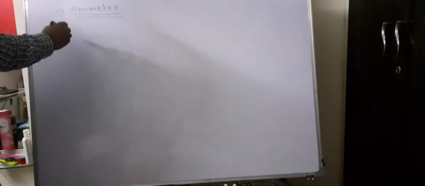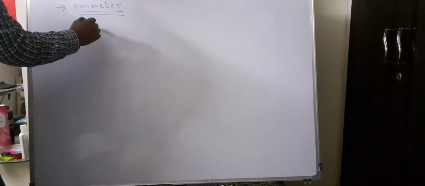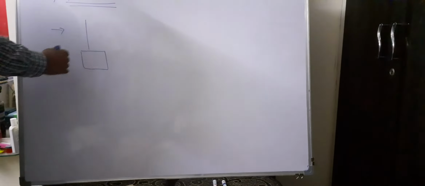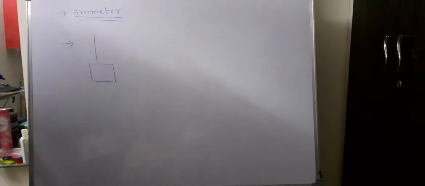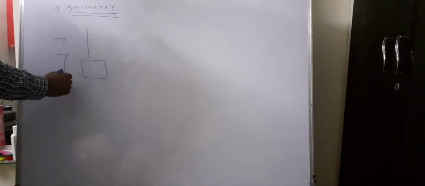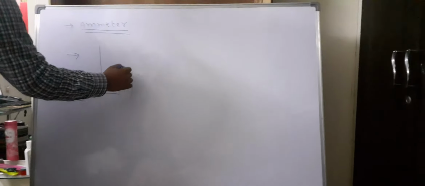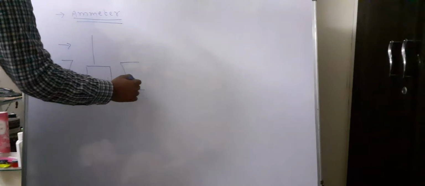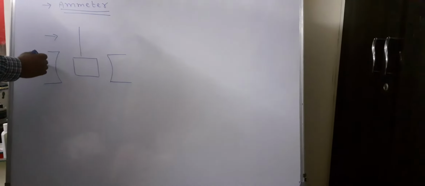Now today I am going to discuss a very important topic, the ammeter. What is an ammeter? First, yesterday I discussed the MCG. MCG means moving coil galvanometer. This is the coil. Here this is the Radial magnet, meaning curved shaped magnets. This is the north pole, this is the south pole.